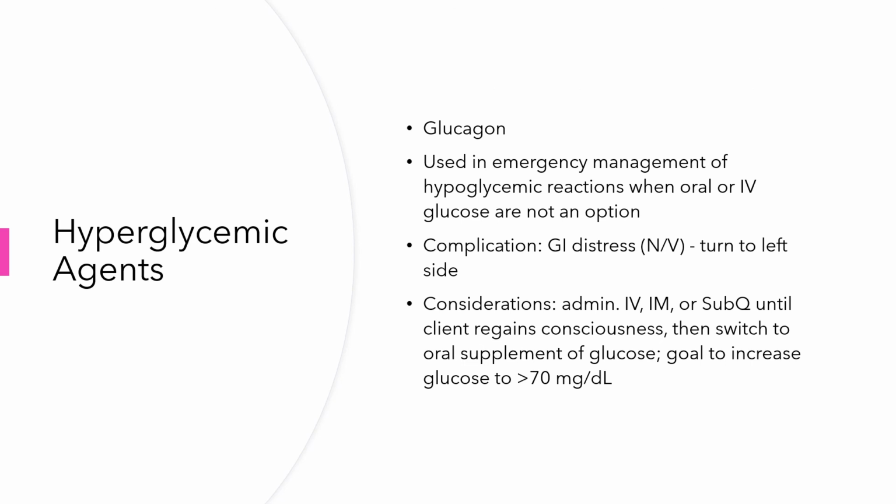Okay, so flipping to the other end of glucose levels, if a glucose level is low, we're going to use a hyperglycemic agent. So the agent is going to cause hyperglycemia, which is our goal. Glucagon is our example. These are used in the emergency management of hypoglycemic reactions when an oral or IV glucose is not an option. But when we do this, it can cause GI distress, and severe nausea and vomiting can happen.